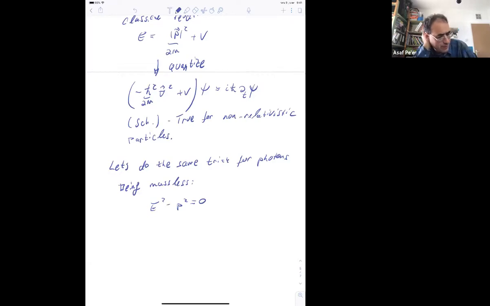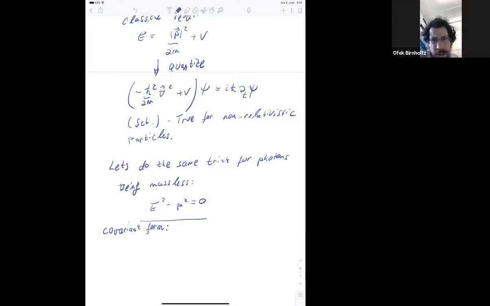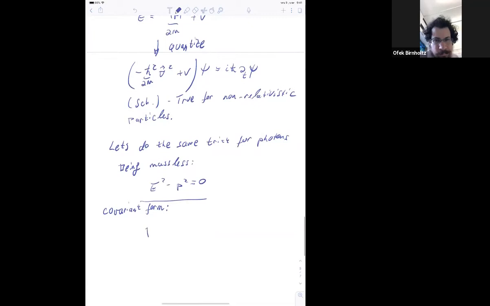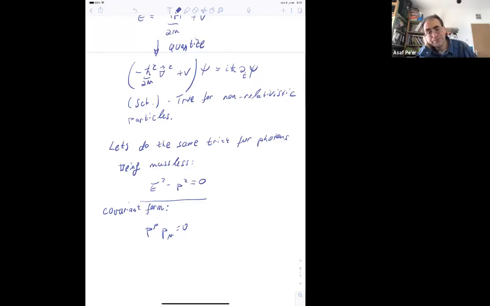Now, what would be a covariant form of writing this equation? How do you write down E squared minus P squared equal to 0 in a covariant form? P mu P mu equals 0, of course. That's true for a photon.